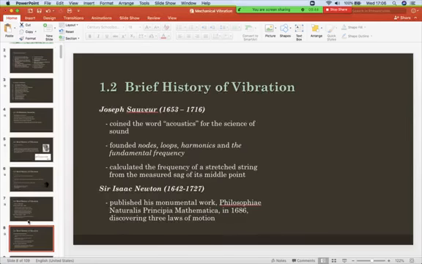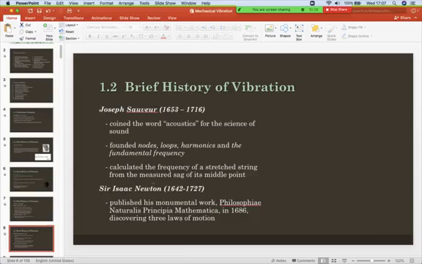Okay, we have also Joseph Sauveur, no? In the 16th to 17th century. What did he do? Coined the word acoustics for the science of sound. No? So this is the very first time the word acoustics appeared. We have acoustics engineering, vibration engineering, although they are related to sounds, but acoustics is more close to the science of sounds or engineering of sound. Bounded nodes, loops, harmonics, and the fundamental frequency. Calculated the frequency of a string from the measured sag of its middle point. That's Joseph Sauveur.